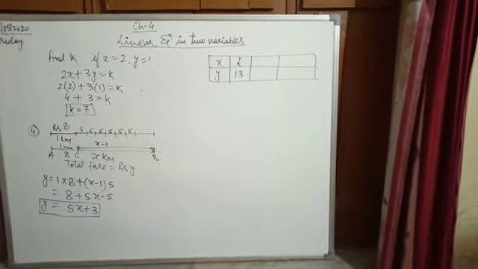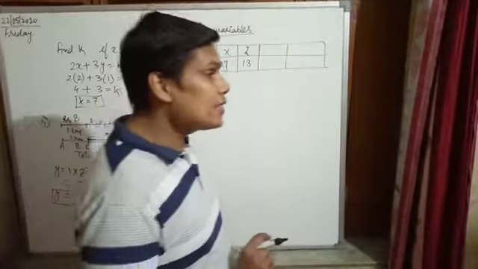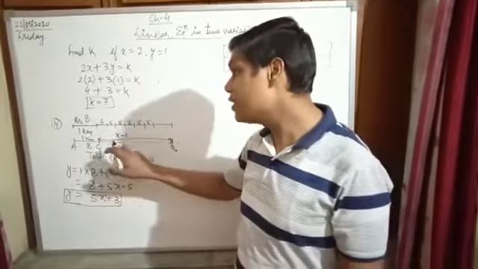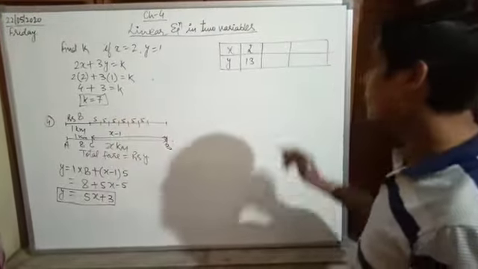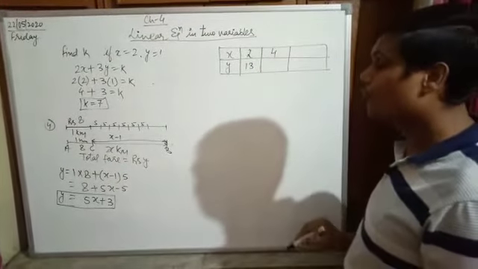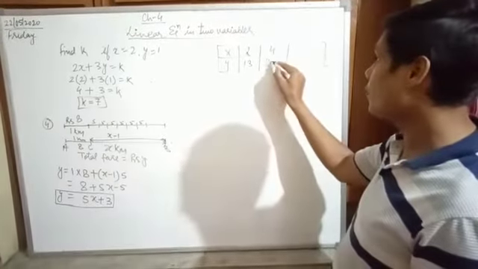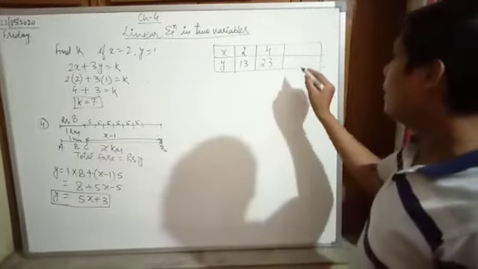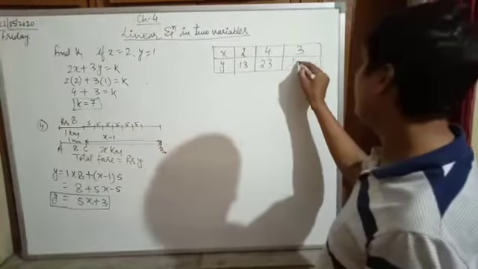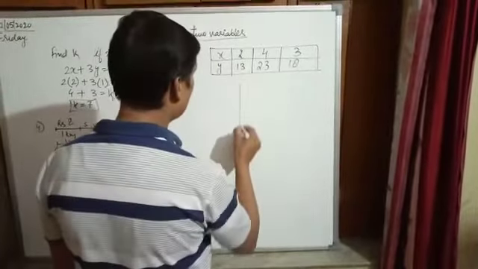For this graph, we will not take the value of x as negative, because x is the distance, which cannot be negative. Suppose I take x equal to 4. Then 4 5s are 20 plus 3, 23. And suppose I take x equal to 3: 3 5s are 15 plus 3, 18. We have to draw the graph of these coordinates.